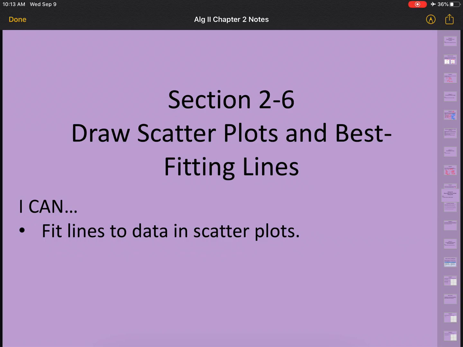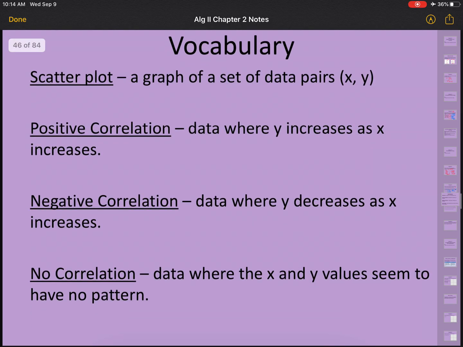Alright guys, this is section 2.6. Our goal here in this section is to be able to fit lines to data in scatter plots and find best fitting lines. Some vocab: a scatter plot is just a graph of a set of data pairs, x, y. So we have a whole bunch of points, and a scatter plot is just basically all those points graphed on a coordinate grid.